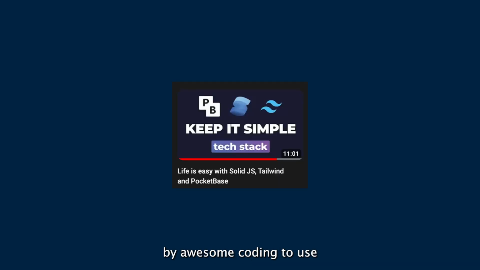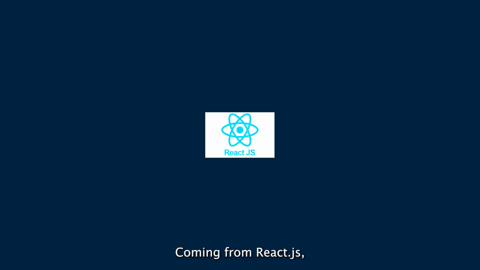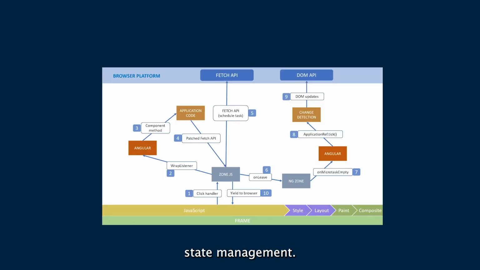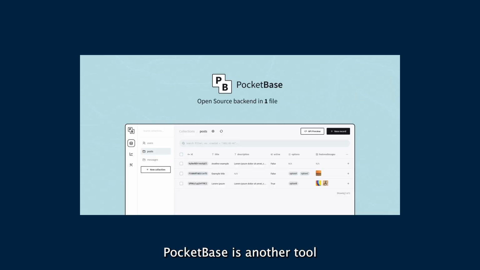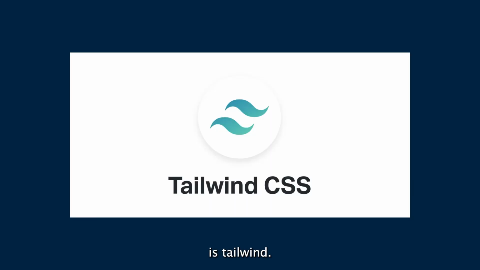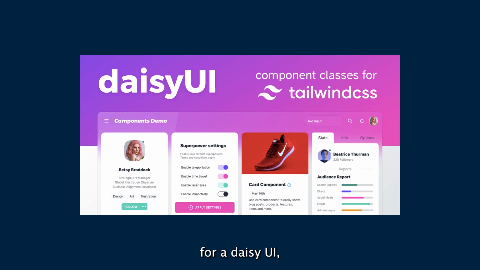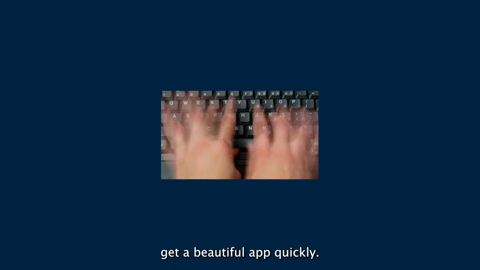I was inspired by awesome coding to use this KISS stack, and it was really fun. Coming from React, I felt right at home in Solid.js. I appreciated the features of stores and the flexibility of all of the state management. PocketBase is another tool that really surprised me. It is so deceptively simple, yet really robust and can solve a big number of problems. Tailwind is Tailwind. It's really useful, and in this project I opted for Daisy UI, which I think is the best option for those trying to get a beautiful app quickly.